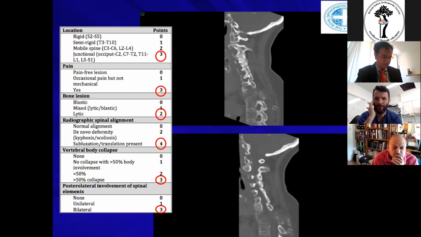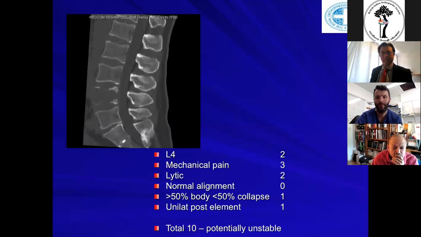There's already a degree of subluxation, kyphosis, etc. there, and there's greater than 50% collapse with bilateral posterolateral involvement. As you can see, it's a high score. Therefore, it probably needs, if appropriate in terms of the patient's parameters, surgical stabilization.